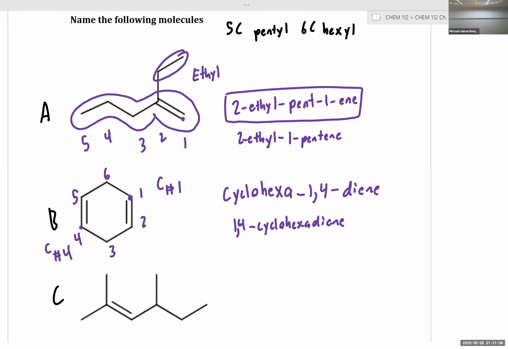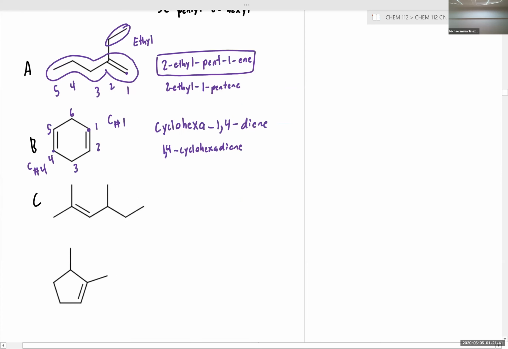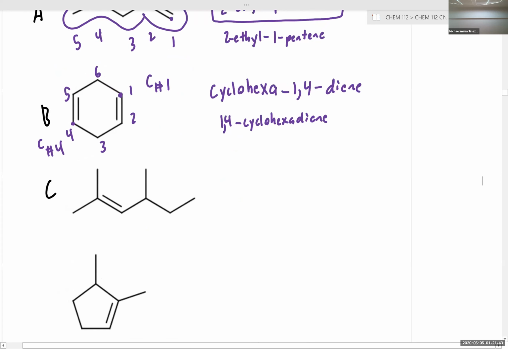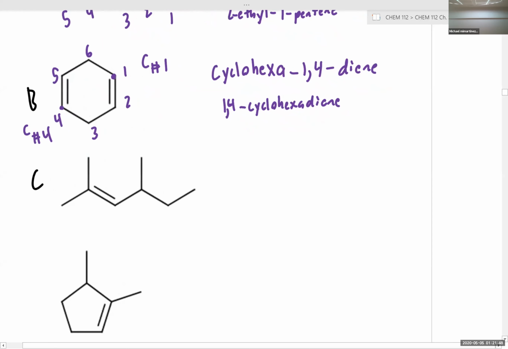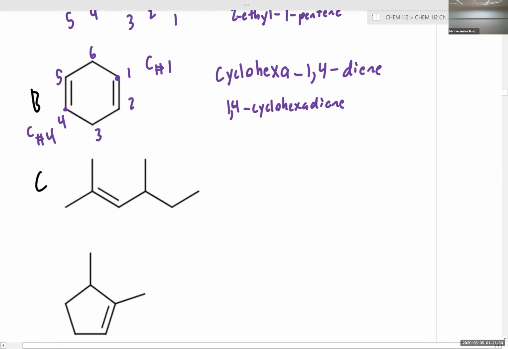For our last structure, structure C, let me just get the zoom in just right.